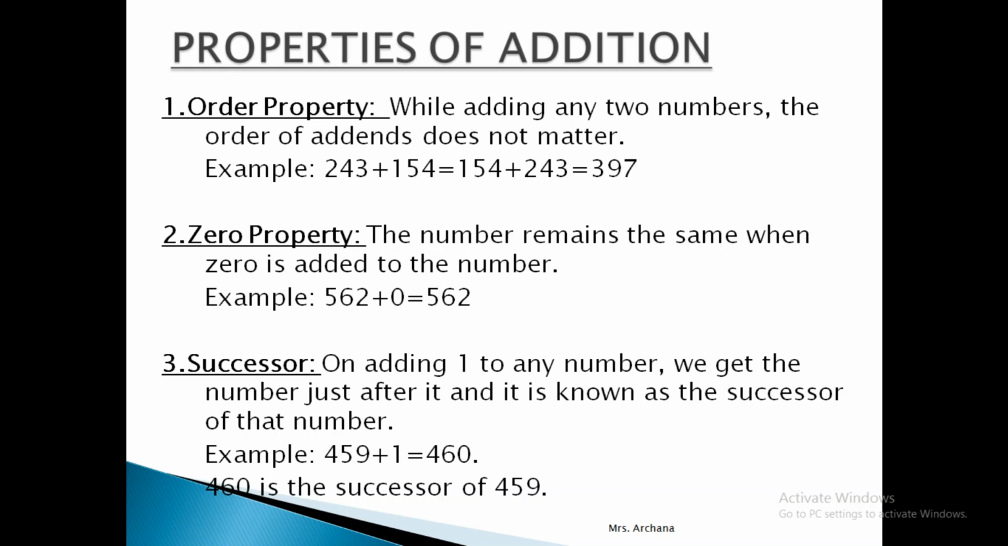Third is successor. On adding 1 to any number, we get the number just after it. Like if I ask you what is the next number of 49, what will you say? It is 50. That means you are adding 1 to that number and it is called the successor of that number. See, here also I have given one example. 459 plus 1 is equal to 460. That is, 460 is the successor of 459.